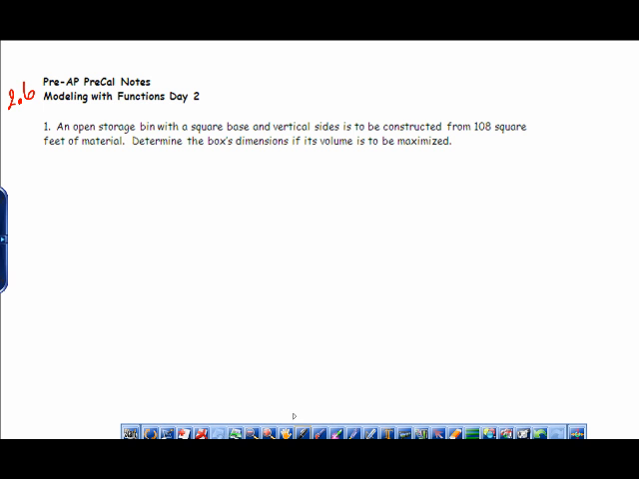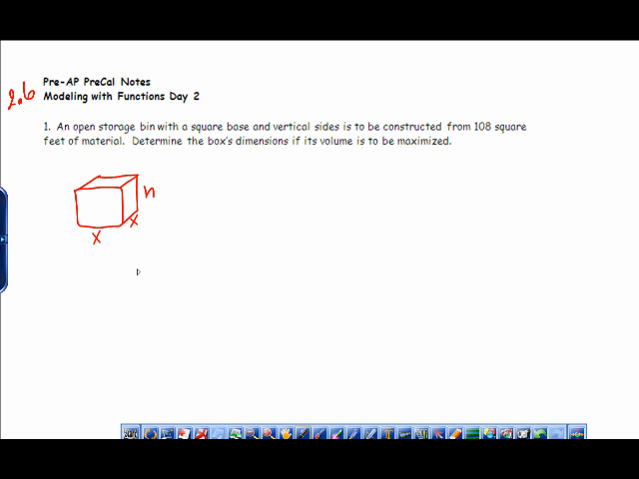Okay. So first thing, we've got an open storage bin with a square base. So it's not quite a cube, it's a rectangular prism. So I'm going to go ahead and draw a picture of this, but it is open on top, which is important when we get to volume, or not volume, but surface area. So we've got a square base. So I'm going to write x as these two sides, and I'm going to let h be the height.